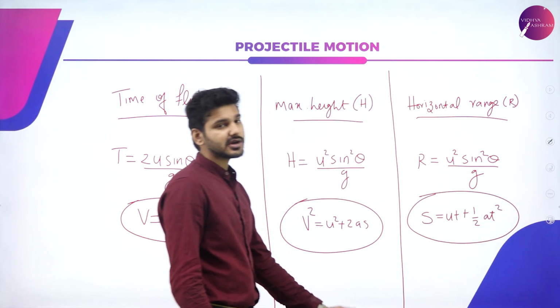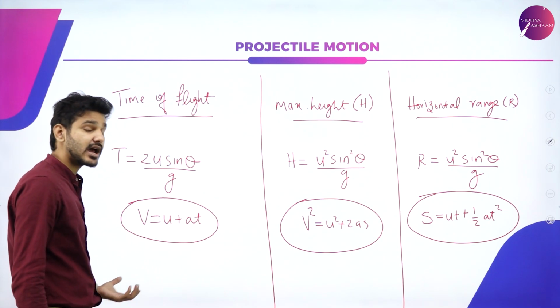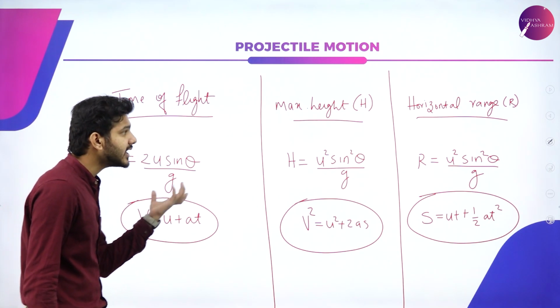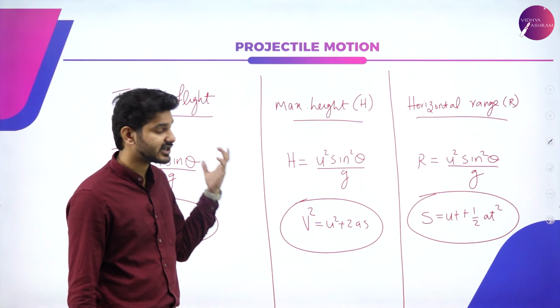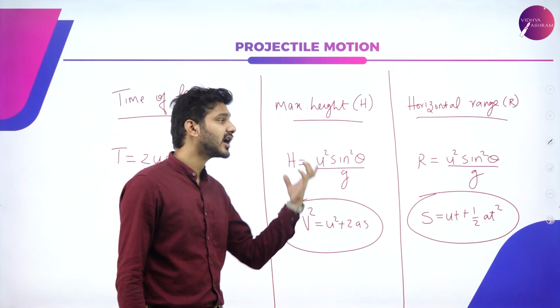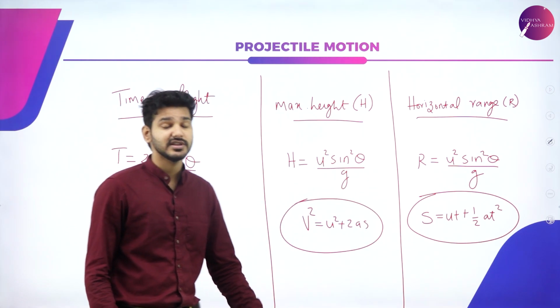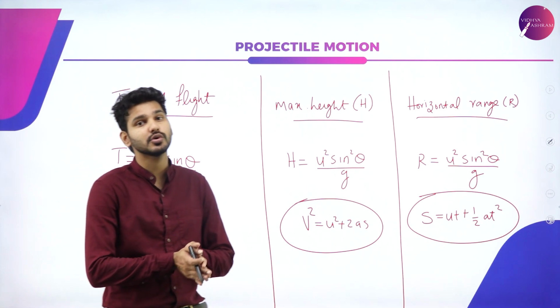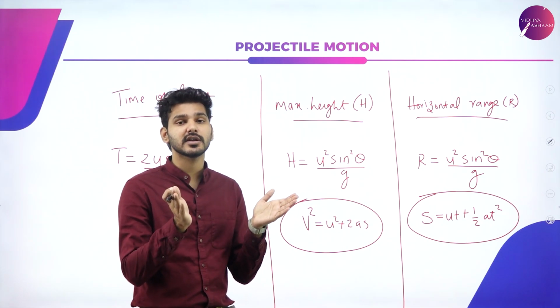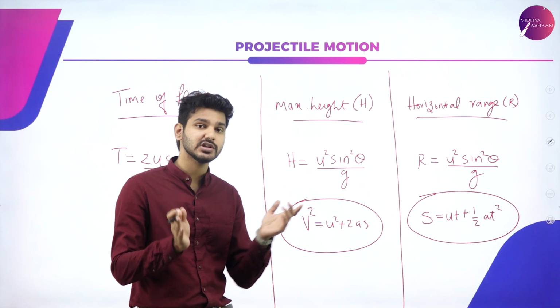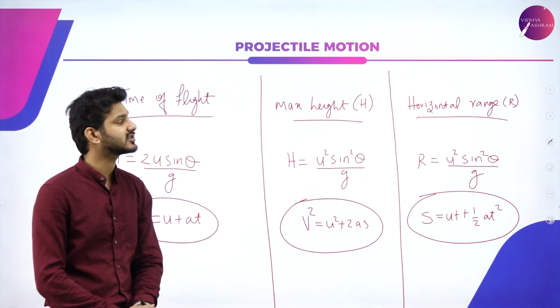So the 3 equations of motion have given rise to the 3 equations of projectile motion: time of flight, maximum height and horizontal range. These 3 equations are very important. You should know them. Even if you are woken up from sleep and asked what the time of flight equation is, you should be able to say all these 3 equations.